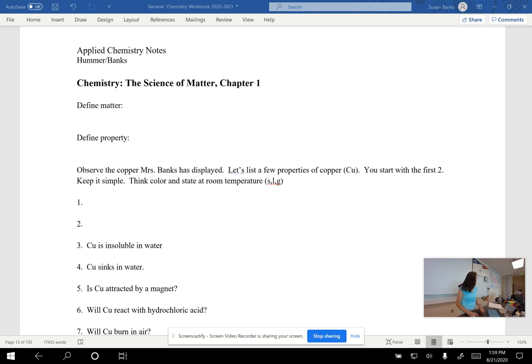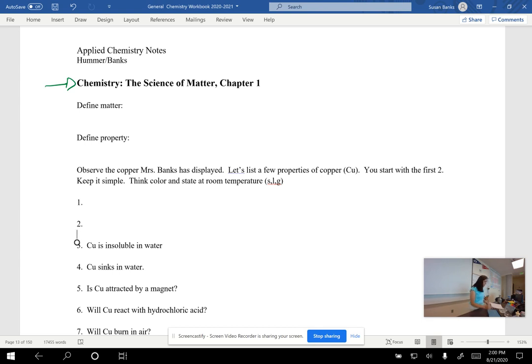We are going to start in our notes today. So open up to chapter 1. It will look like this. Chemistry, the science of matter, chapter 1. We're going to be going over physical properties today, chemical properties, and also classification of matter. So we're going to start by defining matter.